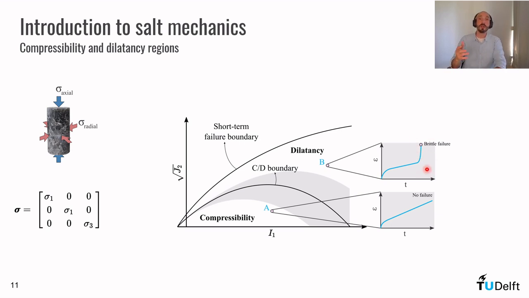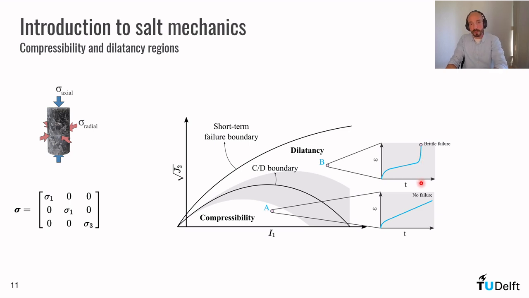So suppose you are in a salt cavern and there is a specific point on your salt cavern that is operating in the dilatancy region. So the stresses applied to that specific point are in the dilatancy region. That means that that specific point sooner or later will fail. So this compromises the mechanical stability of our cavern, for example.